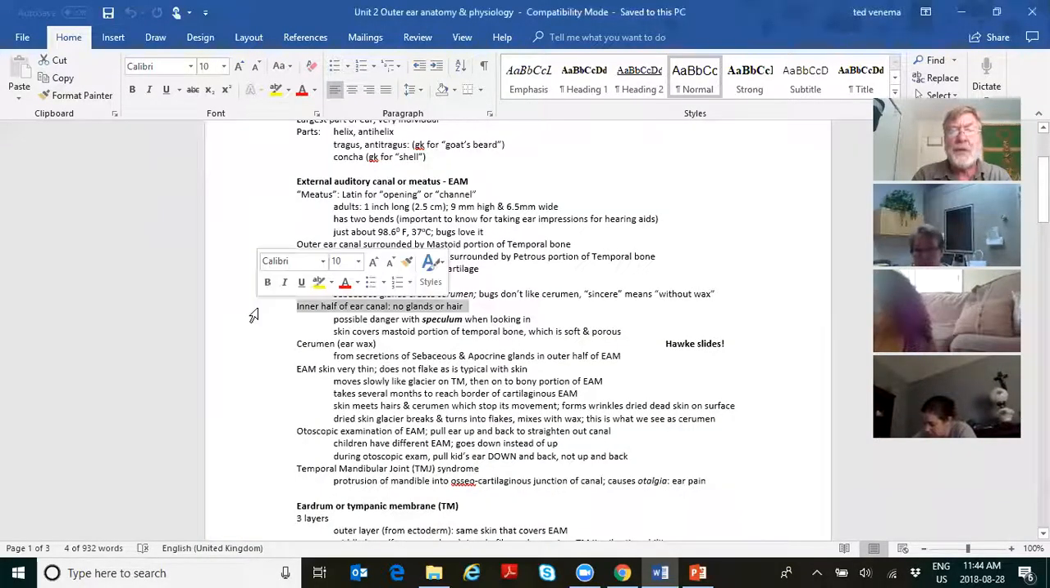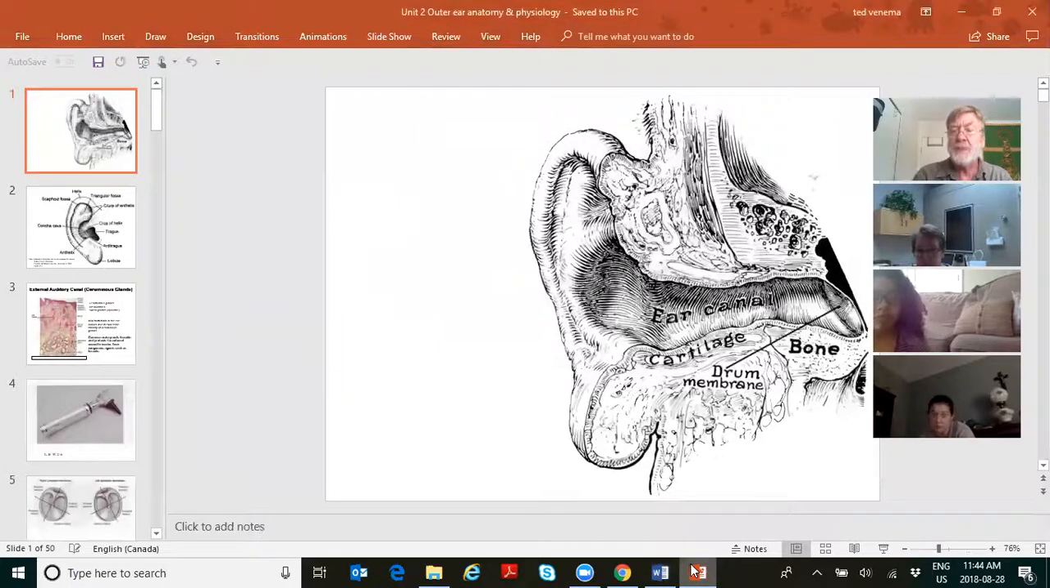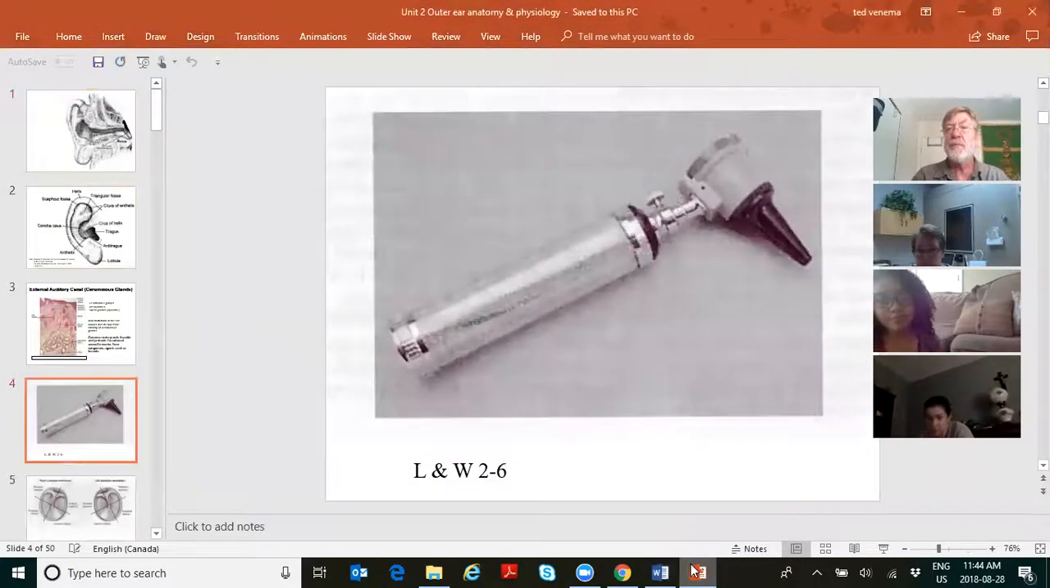Now, the inner half of your ear canal, no glands or hair. Now, here's what an otoscope looks like. Here we go. Speculum. Possible danger with a speculum when looking in. So let's look and see what a speculum is. Here's the instrument that you will be using to look in people's ears. It's called an otoscope. And the speculum is this black tube right here. Now there's a light that's produced here, and the light shines through the black tube. This handle holds the batteries.